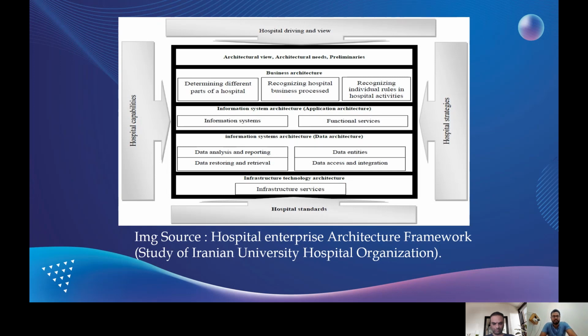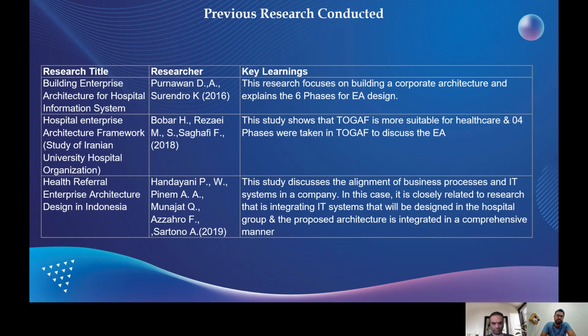So the next slide is the previous research conducted. Usually this covers the previous learnings, the key learnings that we have gained. Several studies, like one on building an enterprise architecture, focus on building a corporate architecture and explain the 6 phases of the EA design. Then there's the hospital enterprise study from an Iranian university, which shows that TOGAF is more suitable for healthcare, and the 4 phases of TOGAF, which we have mentioned, were taken into consideration.